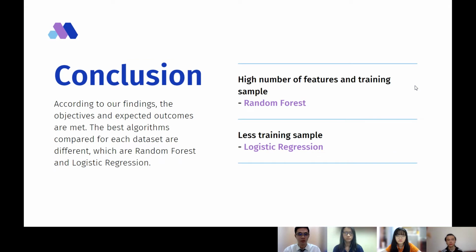Then from the 3 results, we come to the conclusion that according to our findings, the objective and expected outcome are met. The best algorithm compared for each dataset is different, which are random forest and logistic regression.